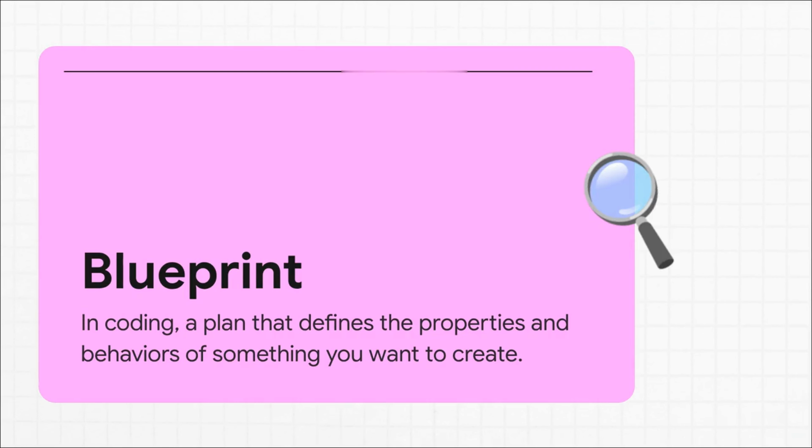And this right here is the key to understanding all of this: the idea of a blueprint. A blueprint isn't the thing itself, right? It's the detailed plan for the thing. It tells you what it's made of, its properties, and what it can do, its behaviors. Seriously, keep this idea in your head because it's going to make everything else just click.